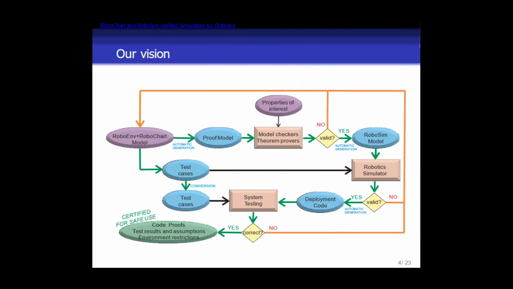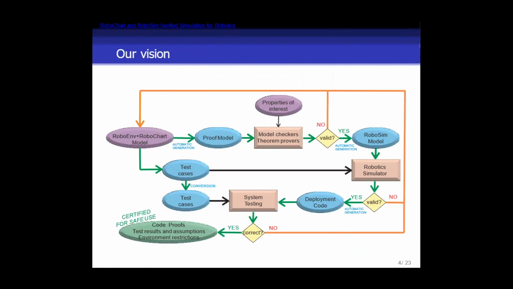And so we're starting from a model here of the environment and the controller and the hardware platform. And this is a diagrammatic model that's, I hope, attractive to practicing engineers. And from that, we automatically generate a proof object, a piece of mathematics that doesn't need to be seen by the robotic engineer at all, but is the input to some automatic verification tools, model checkers and theorem provers. And I'll talk about those later.